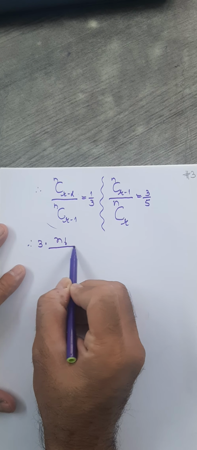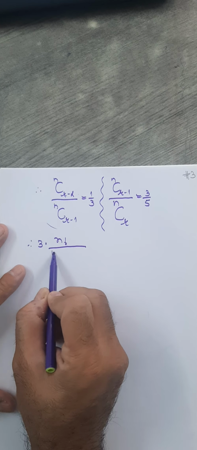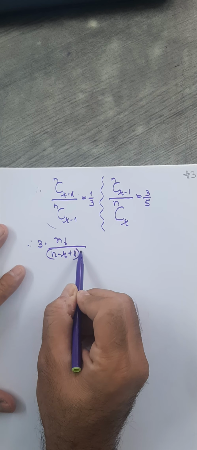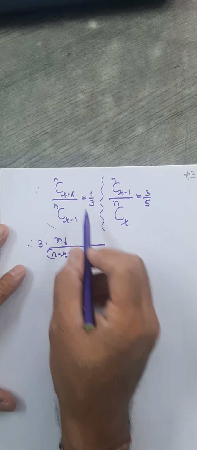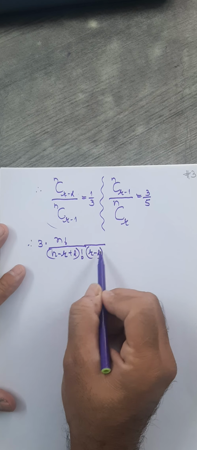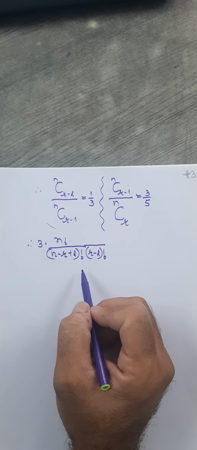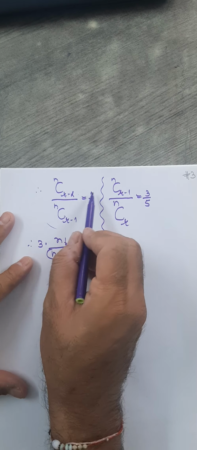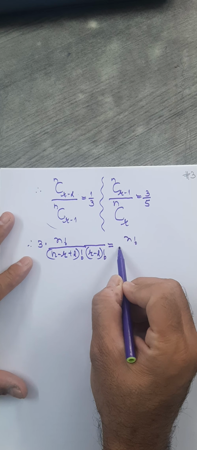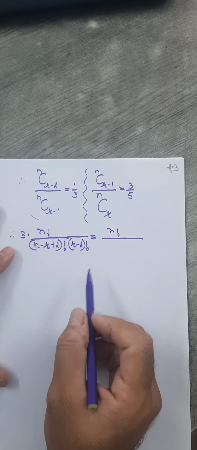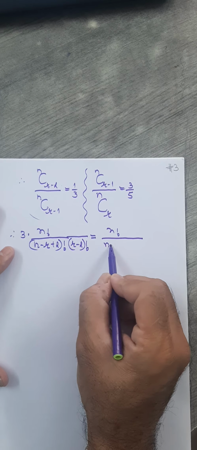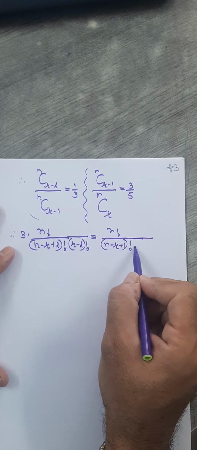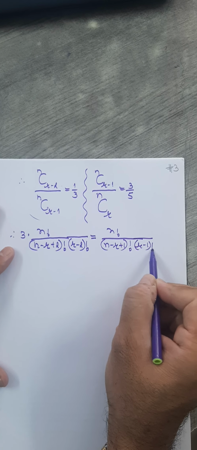n factorial upon this minus this, that is n minus r, and this will be plus, remember, plus 2 factorial into r minus 2 factorial, equals 1 into this. So here, n factorial upon this minus this, so n minus r, and this will be plus factorial into r minus 1 factorial.